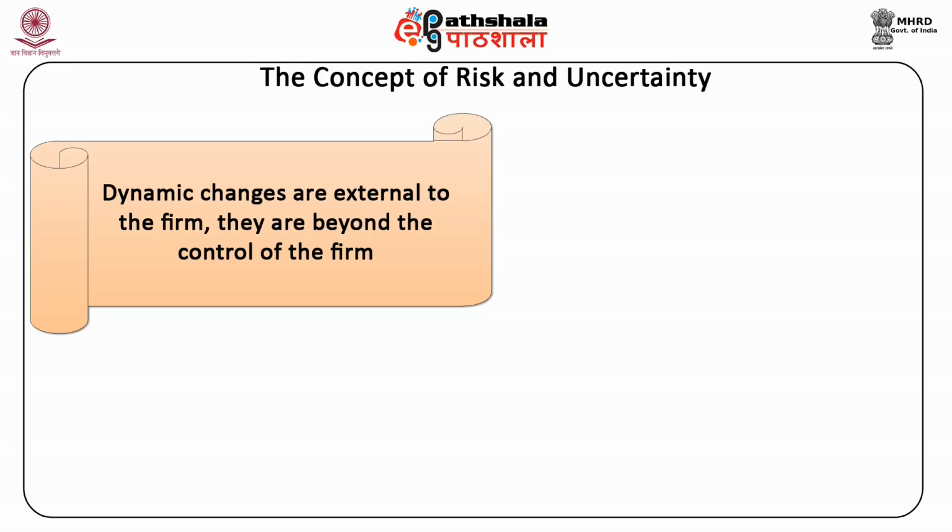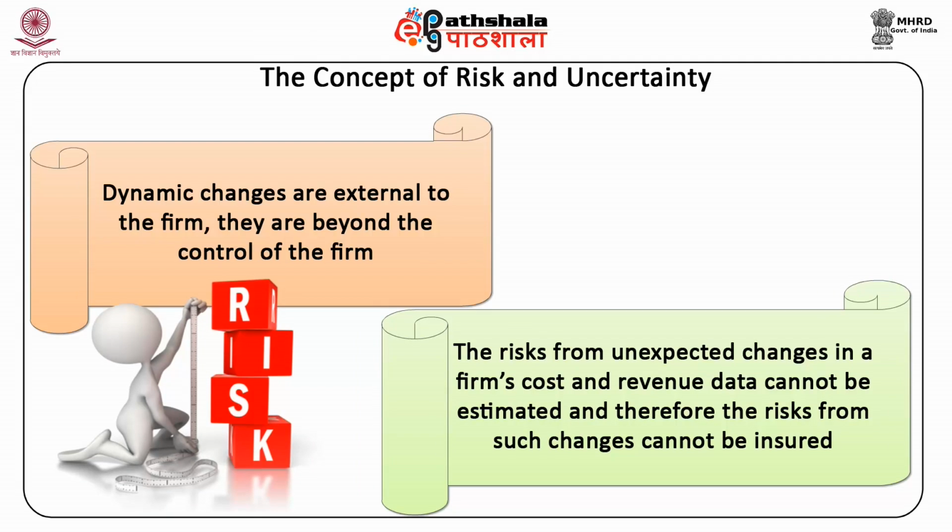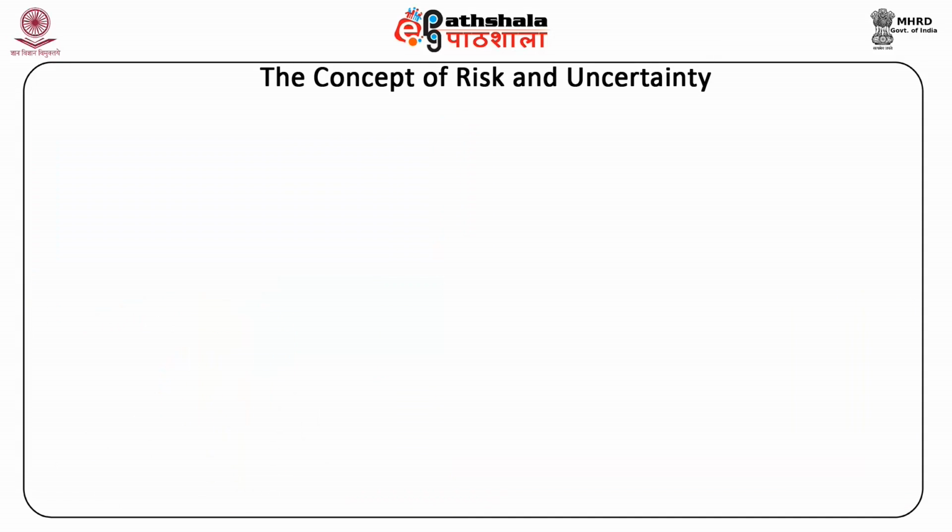Dynamic changes are external to the firm; they are beyond the control of the firm. The result is that the risks from unexpected changes in a firm's cost and revenue data cannot be estimated, and therefore the risks from such changes cannot be insured. But producers must attempt to predict the future cost and revenue data of their firms and determine the output and price policies. Managerial economists have tried to take account of uncertainty with the help of subjective probability.